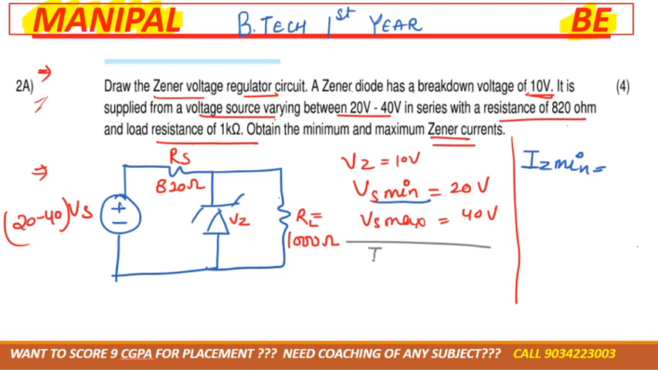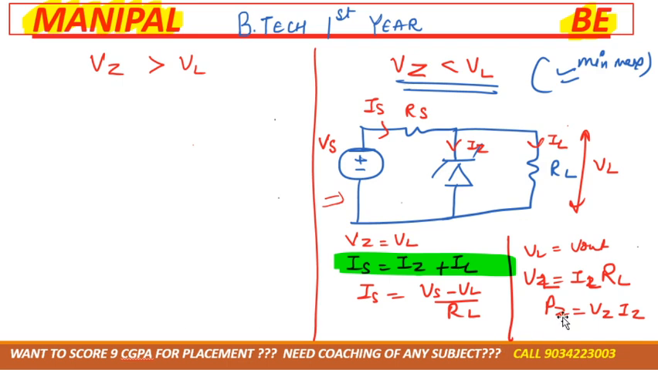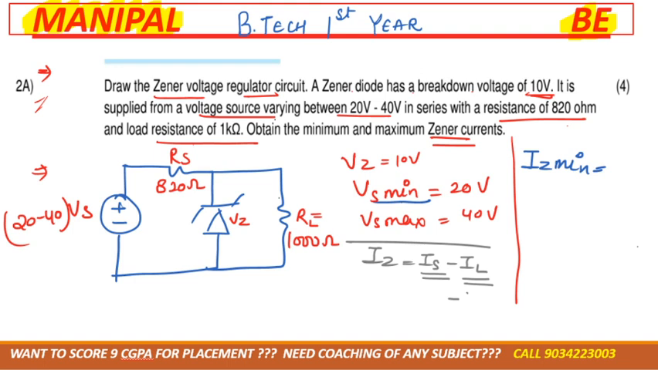So what we can write down is IZ is equal to IS minus IL. For that we should know IS, and for that we should know IL. IL is how much? According to this, that is VL by RL, right? So IL is how much? VL by RL. VL is how much? VL we don't know, but we know one condition, that is VZ is equal to VL, that is 10 volt. So VL by RL. RL is also given.